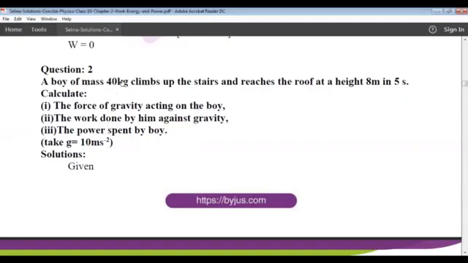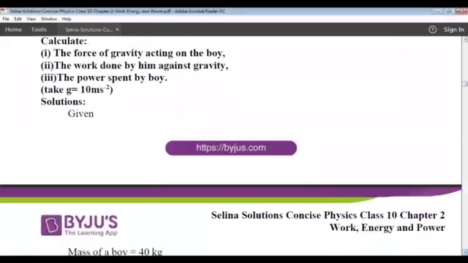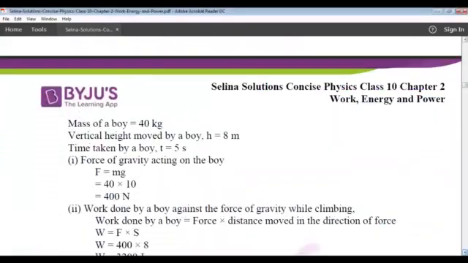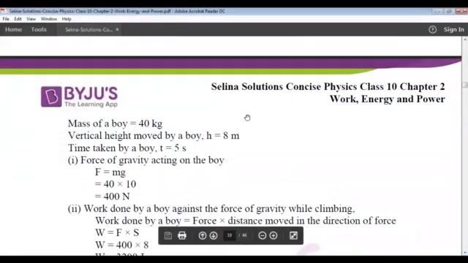See, a boy of mass 40 kg climbs up. So what happens here? Force is in the direction of displacement. He is applying force upwards and he is moving upwards. Therefore, the mass of the boy is given. We need to write the given things. Vertical height moved by the boy is 8 meter. Time taken by the boy is 5 seconds.